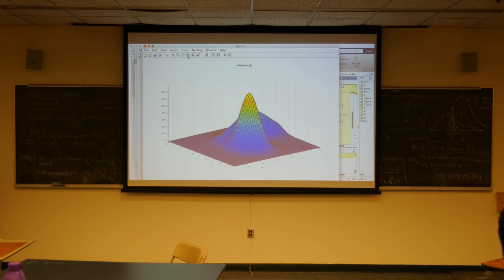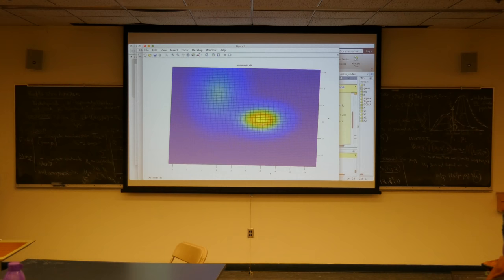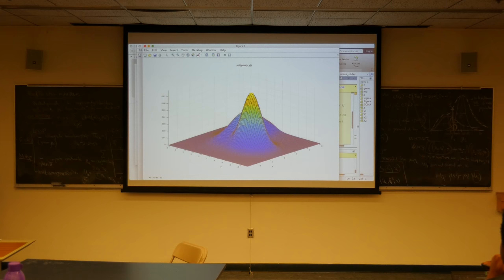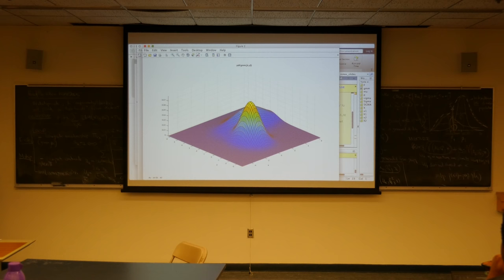What do I notice here? There are two bumps. One is taller, one is shorter with the wider variance, right? And both of them are nice and round because they have these covariance matrices, right? So this is two bumps. And I can look at them in different ways. It's 2D because of those variance matrices.